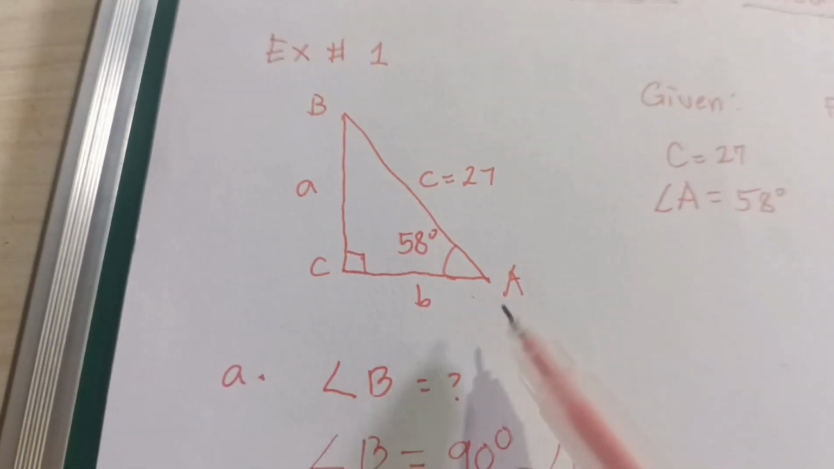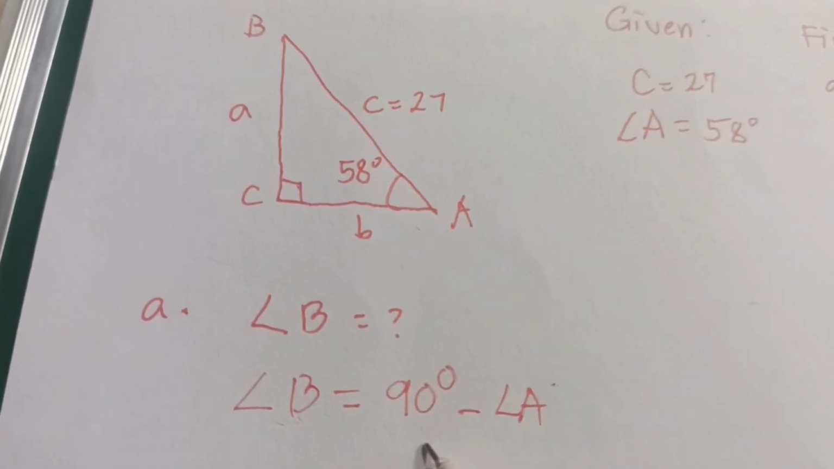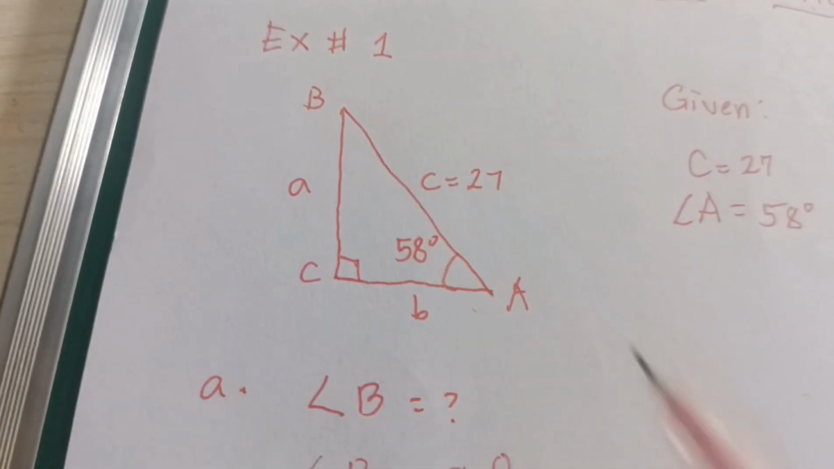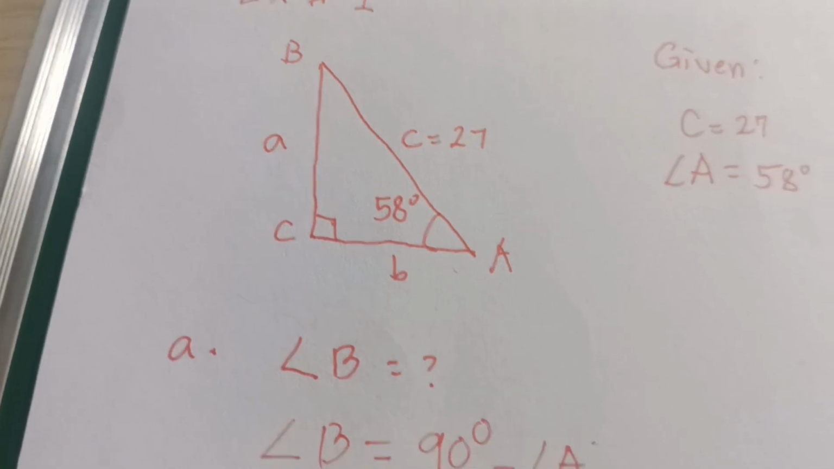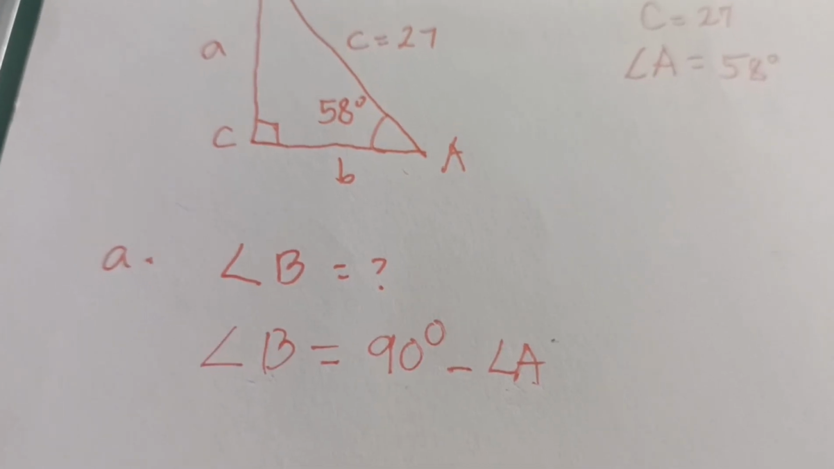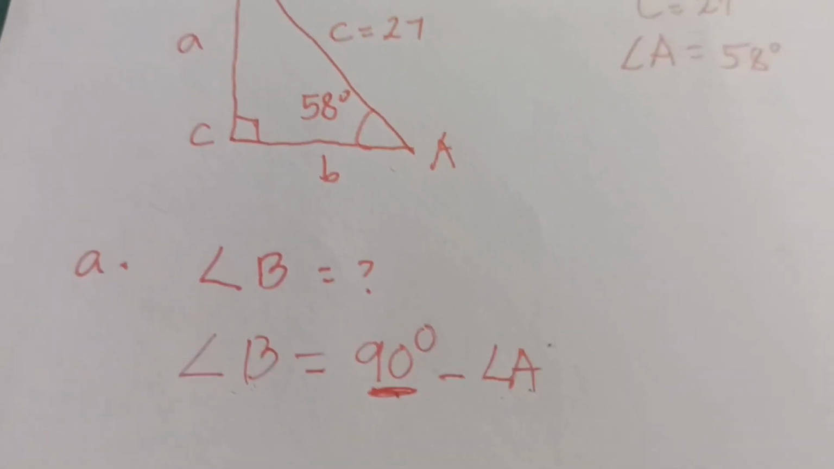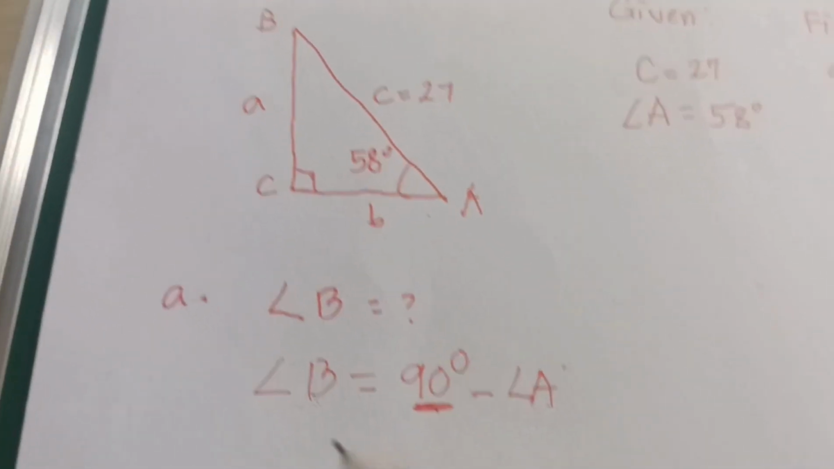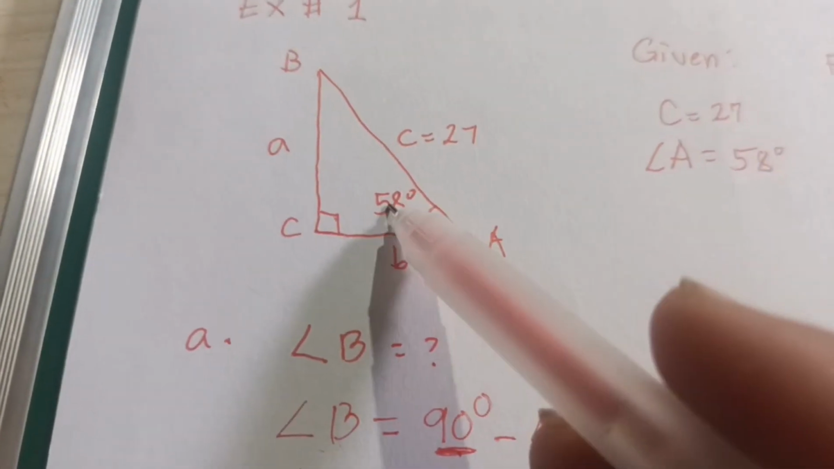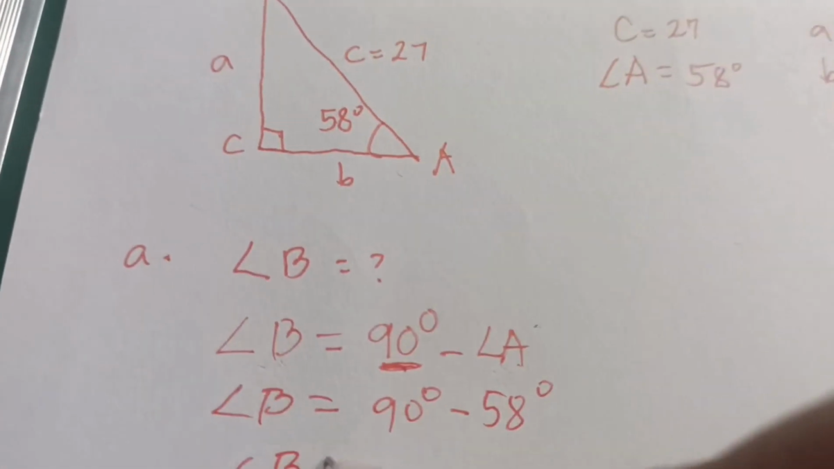So this is always our formula. If A is given and B is missing, the missing angle is equal to 90 minus the given angle. If B is given and A is missing, A would be 90 minus angle B, since there are only two acute angles. Again, 90 is always constant. It will not change. So to solve for B, angle B is equal to 90 degrees minus, what is the measure of our angle A? That is 58 degrees. So we are going to subtract this.